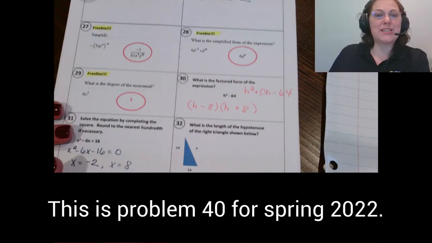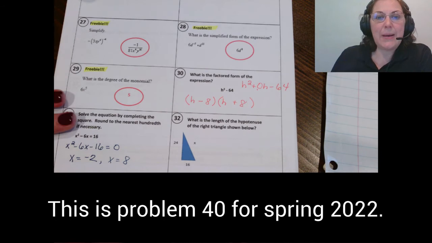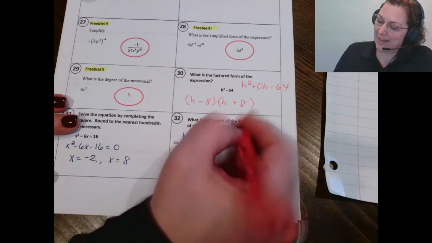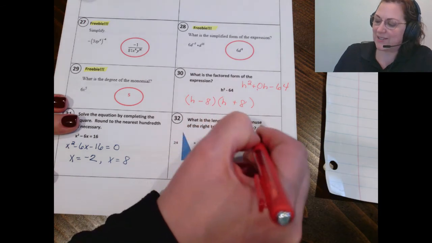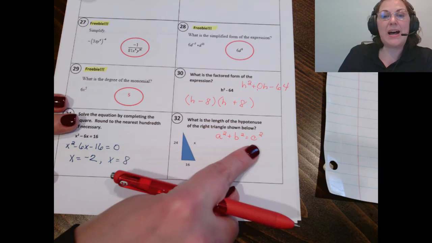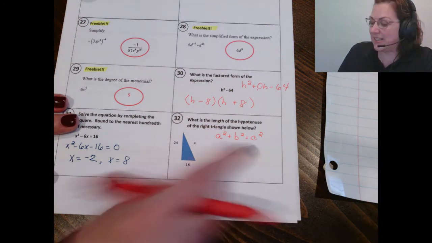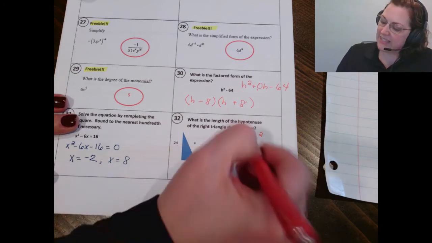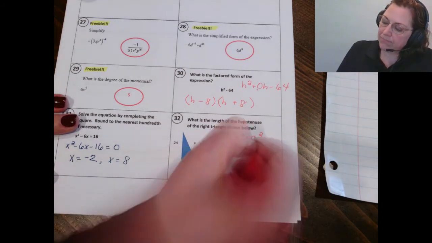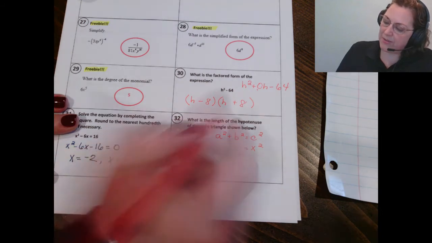So number 32 asks us for what is the length of the hypotenuse of the right triangle. So hopefully you're remembering that good old Pythagorean theorem. A squared plus b squared equals c squared. Remember, the hypotenuse is the c. That's the side that's across from the right angle. So that's x in this case. Then I'm going to put the other values in here.